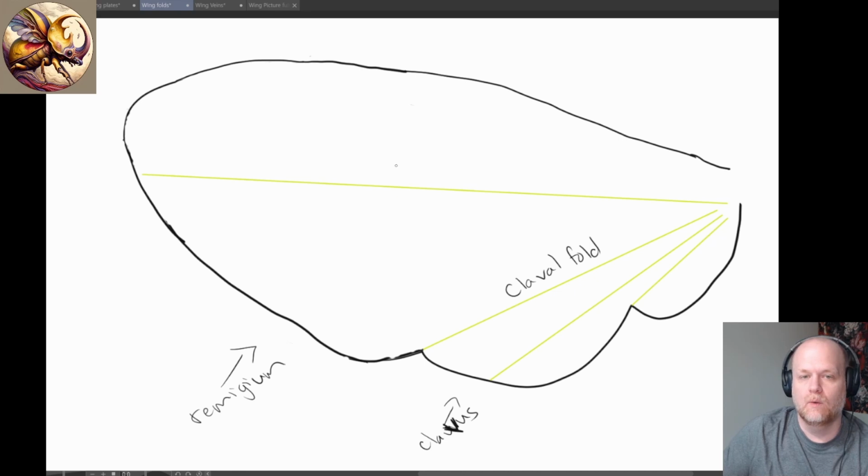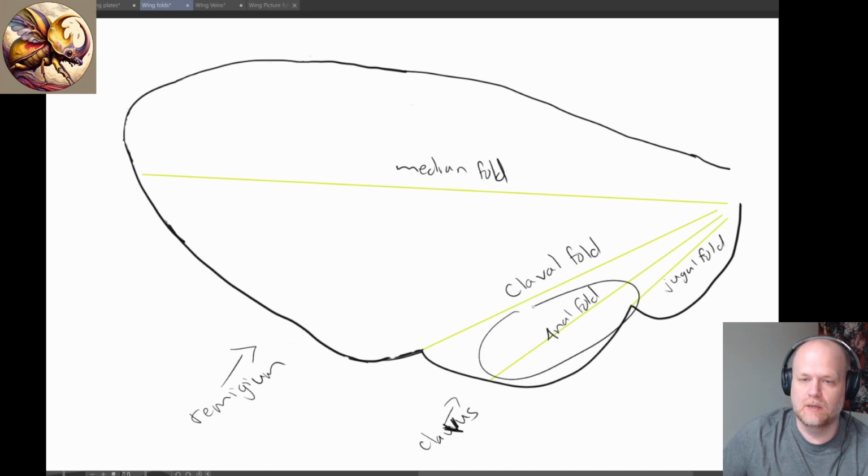clavus. We also have a median fold here. And then you have an anal fold and a jugal fold. This section here is called the anal region of the wing, or anal area, and this section back here is called the jugal area. Not all insects have a jugal fold or this jugal area, and not all insects have this anal area.